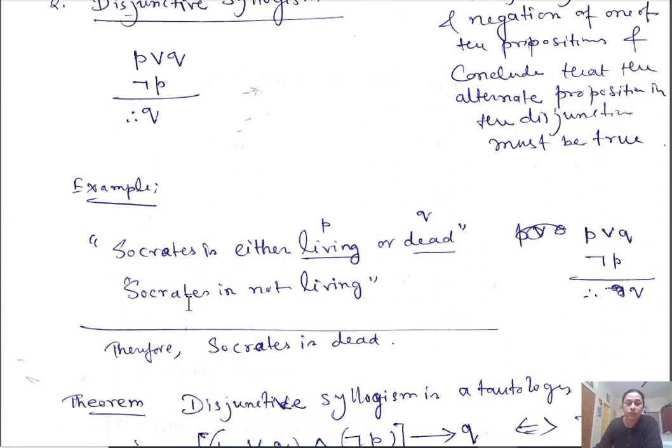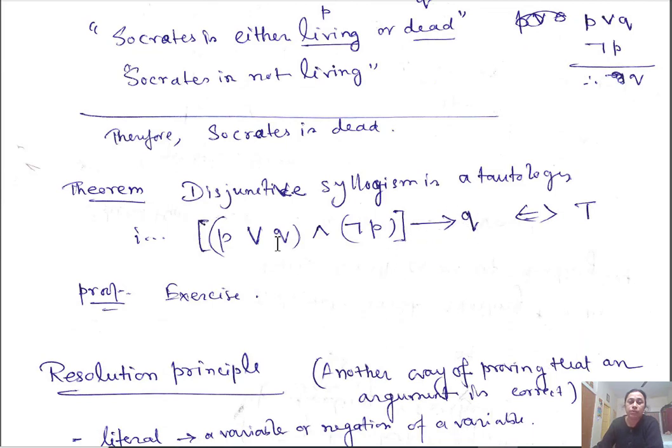So I have one example here. Socrates is either living or dead. Socrates is not living, therefore Socrates is dead. Whether this is valid or not. Suppose Socrates is living is your proposition P, and Socrates is dead is your proposition Q. So Socrates is either living or dead means P or Q, and Socrates is not living is negation of P, therefore Q, Socrates is dead. So this is a valid argument. You can show this is a tautology.